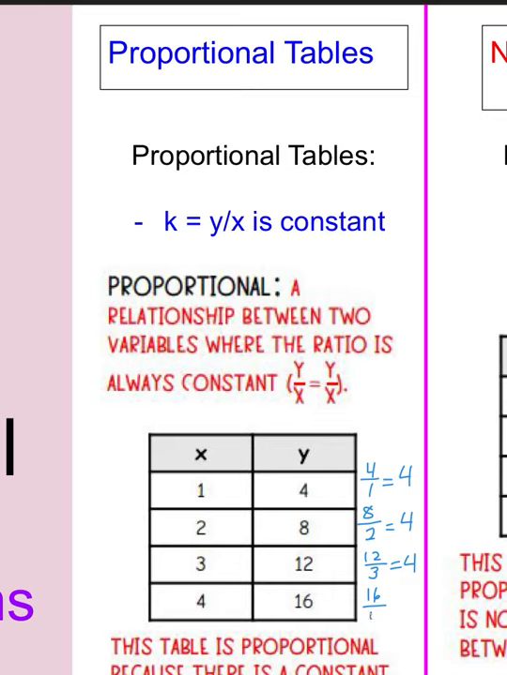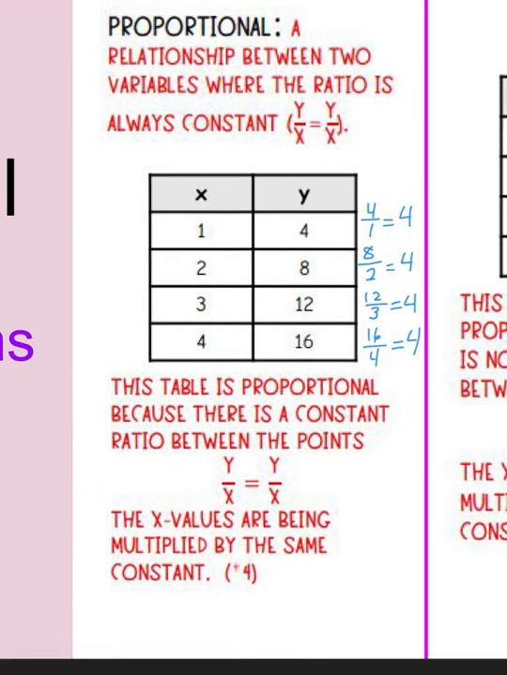You always want to work through the whole table because sometimes at the beginning they may look like they're constant, but then it switches up for you at the end. Okay, so always work through the whole table. So you can see right there when I did the y divided by the x, they all equaled a constant k of 4.